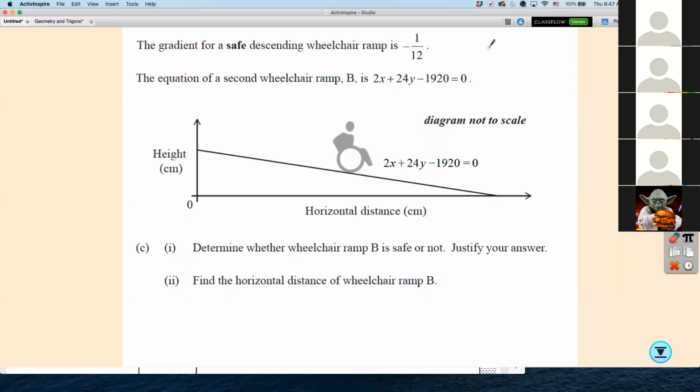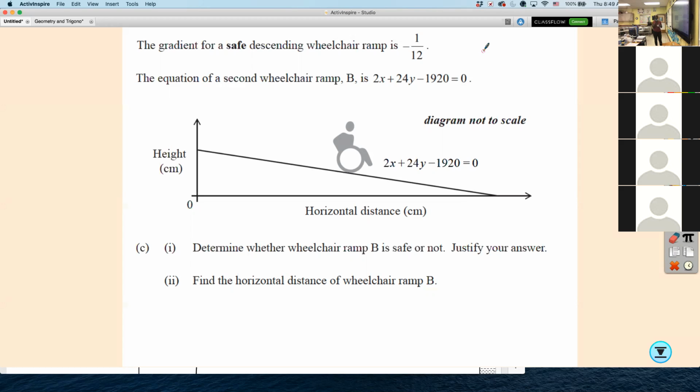All right, let's take a look at this example. All the examples that we do today, I pulled from a not too old IB exam, at least within the last 5 years. So it says the gradient for a safe descending wheelchair ramp is -1/12. Now, this is actually a part C, so there was an A and a B. You were given another diagram that you had to find the gradient for, and then you had to determine if that particular wheelchair ramp was safe. But I took that out and gave you this instead. The equation of a second wheelchair ramp B is 2x plus 24y minus 1920 equals 0. And then they give you an image. It says determine whether the wheelchair ramp B is safe or not and justify your answer.